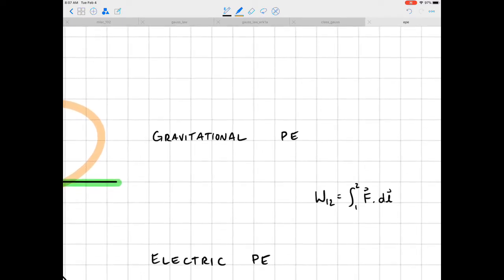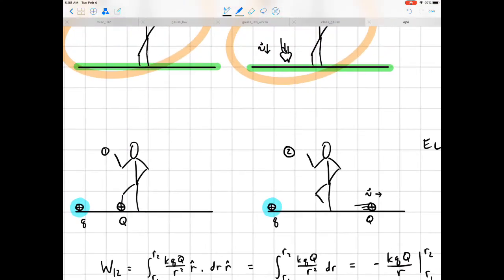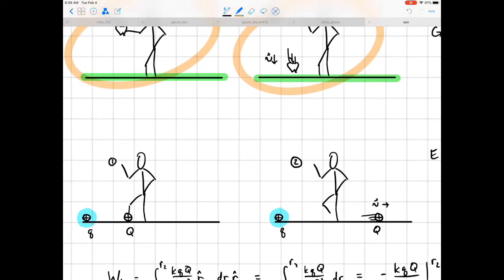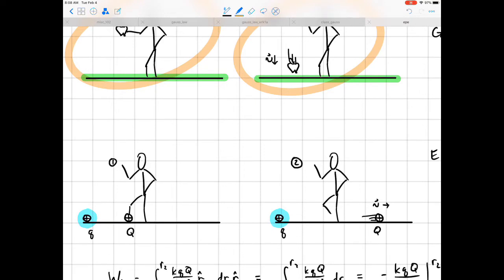And if you remember, back to 101, our definition for work is the dot product of the force being applied dotted into the path that the object is traveling, and then that's integrated from the starting point to the ending point. And so something analogous happens related to the electric force.